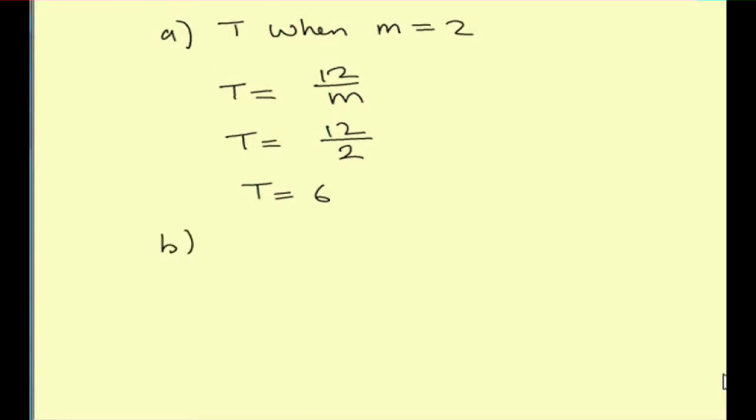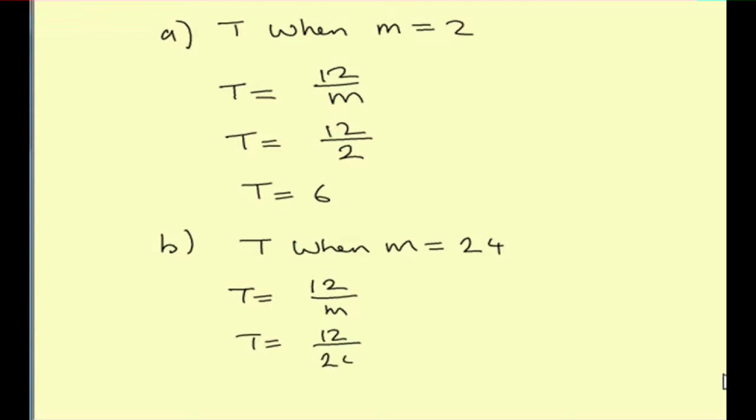Part B, we've got to find t when m equals 24. Again, t is equal to 12 over m, so we substitute our value of m in there, which is 24, so t is going to equal 12 over 24, so that equals a half. And that's the answer to the second question.